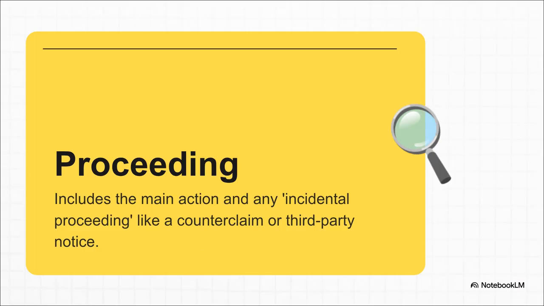So the official definition in the Act is actually really broad. It says it includes incidental proceedings like counterclaims and third-party actions, but, and this is a huge but, the case law has interpreted this very, very differently for the purposes of Rule 399. The courts treat them as totally separate.